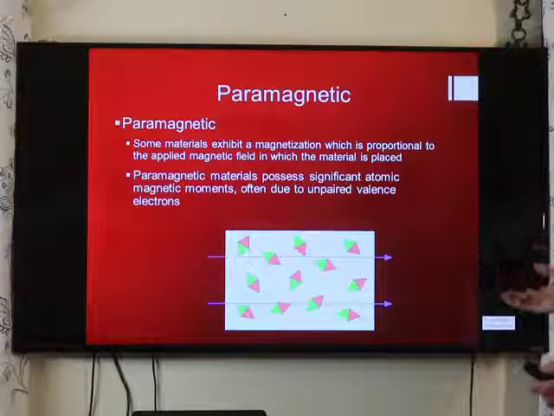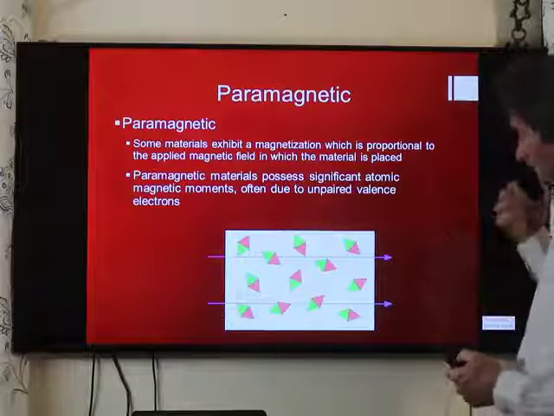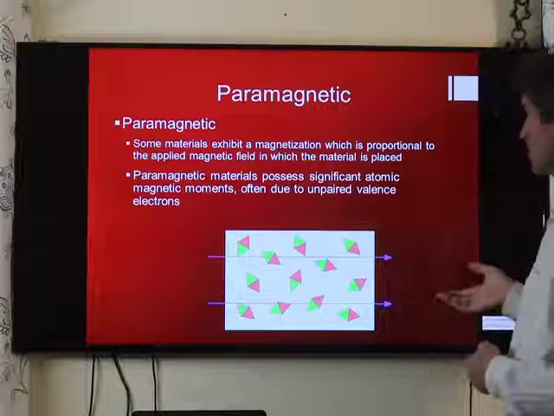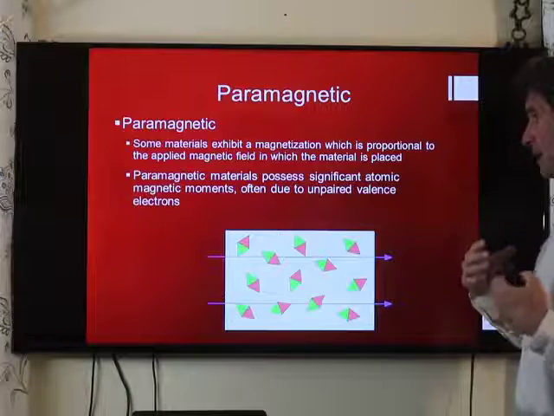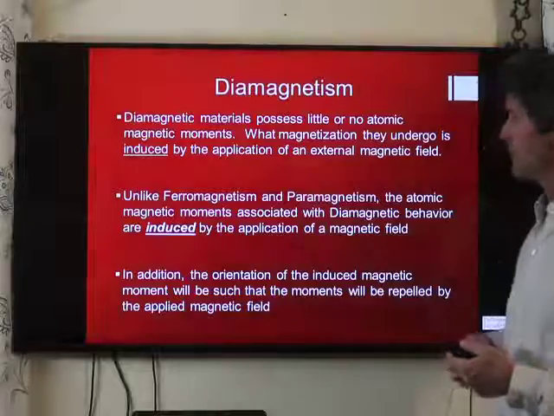Again, paramagnetic materials have not as strong a magnetic response. They do exhibit magnetization, which is proportional to the external magnetic field, but again, you can't really keep a permanent magnet there.